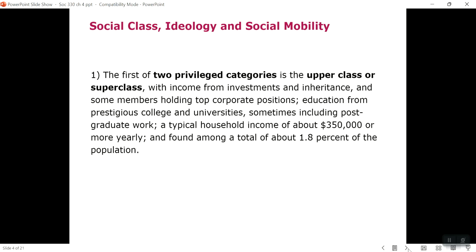These are people who have so much income, typically about $350,000 or so, or more, of course, in a year. And the important thing to remember is that this income is primarily coming from investments and inheritance. There may be some people who have top corporate positions paying them millions of dollars in compensation, but they also are making lots of money from investments and possibly an inheritance. This group is just under 2% of the population.